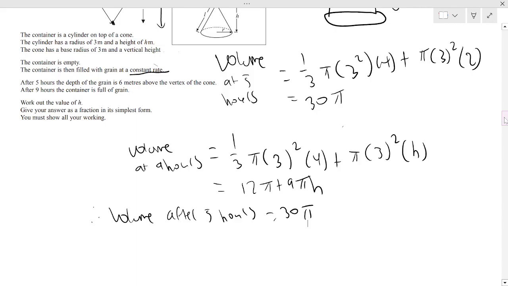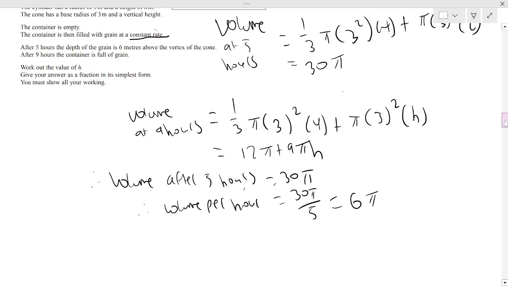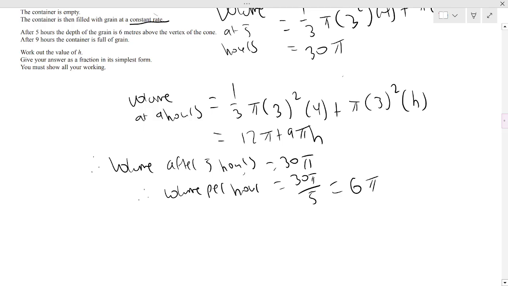So, because it's that constant rate, the volume per hour is going to be 30 pi divided by 5, right? Because it's 5 hours that have gone into 30 pi. That would be 6 pi, right? 30 divided by 5 is 6, yes. Well, that's per hour. That's how much it gets filled per hour. So therefore, after 9 hours, the volume is going to be 6 pi times 9, isn't it?